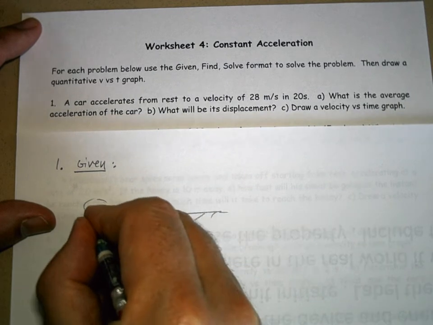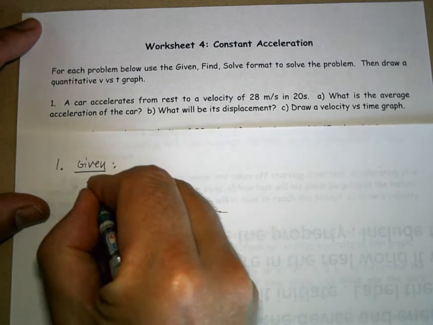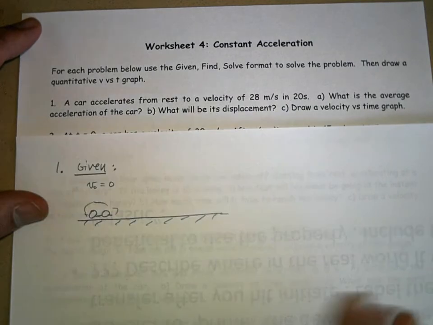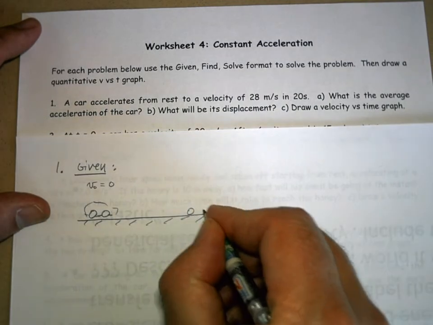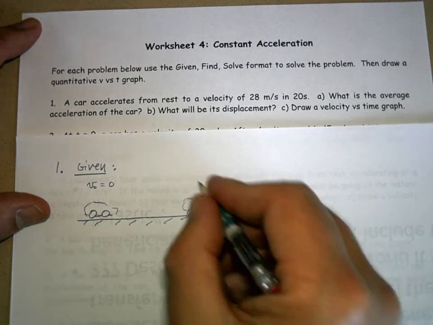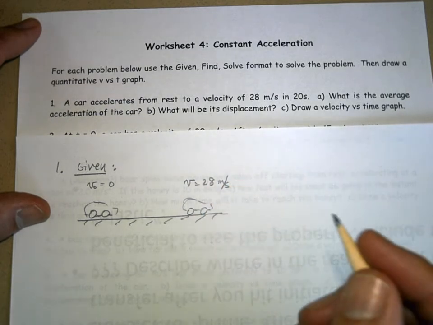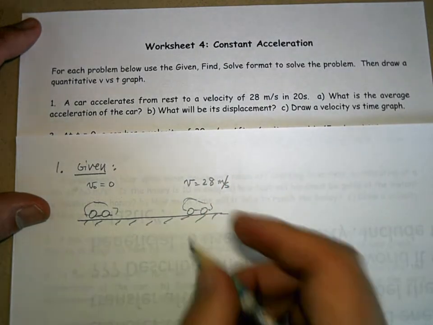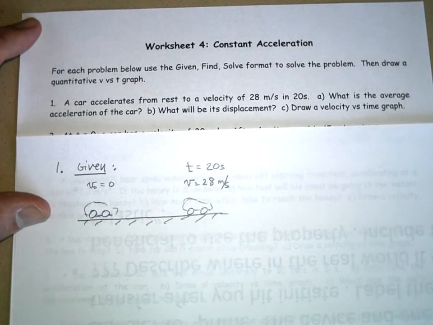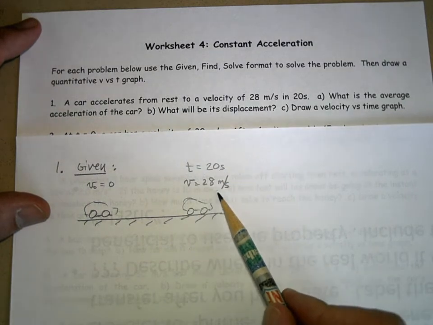So here's my car, and it's going to start from rest, so V naught equals 0, and then it's going to be going, here's my car a little ways down the road, and now it's going 28 meters per second. And the time it took to do that is 20 seconds later. And notice how I'm setting this up. You know, this time goes with this velocity right here.